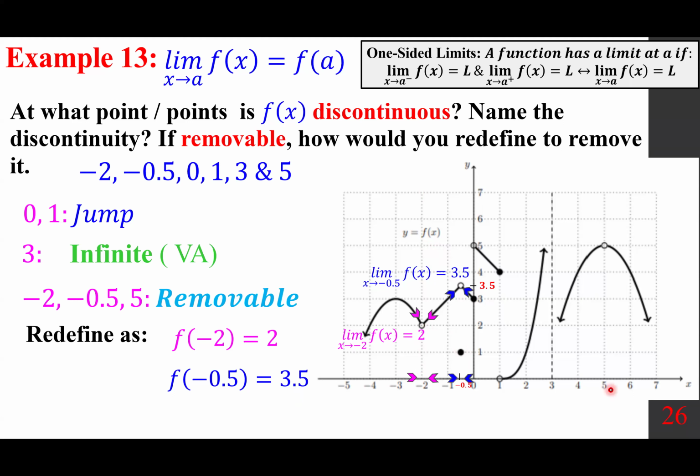Finally, number 5, take a look from the left and right. Left, we go this way, right, we go this way. In both cases, we are moving towards the same point. And you look, the limit of f of x exists as x approaches 5 and it's equal to 5. So you define f of 5 as 5 to fix this removable discontinuity. So it can be fixed.